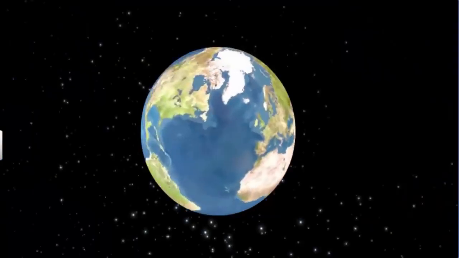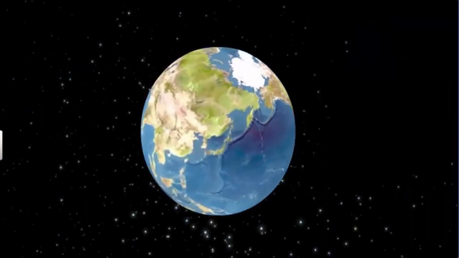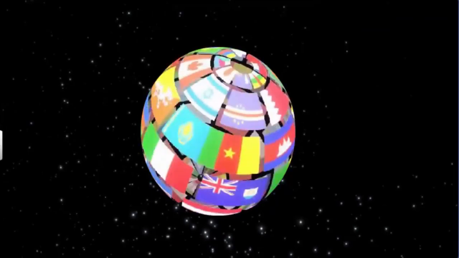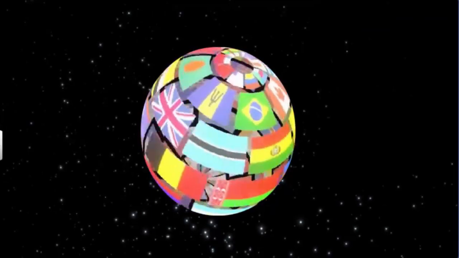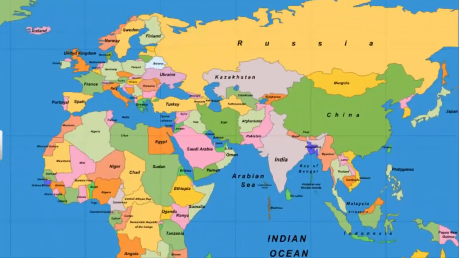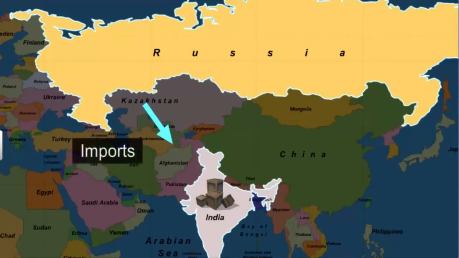Resources on the earth are not uniformly distributed. Thus, international trade is a necessity for every country. International trade is the measure of the health of a country's economy. International trade has two components. The goods that are purchased from other countries are called imports. The goods that are sold to other countries are called exports.